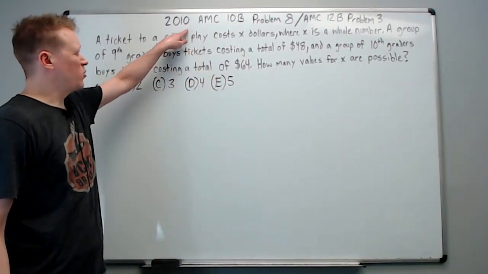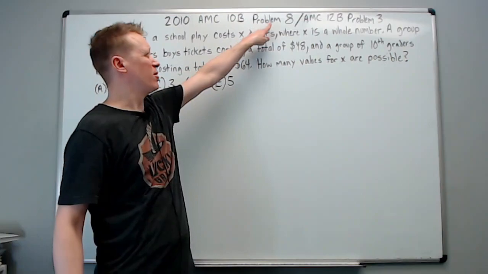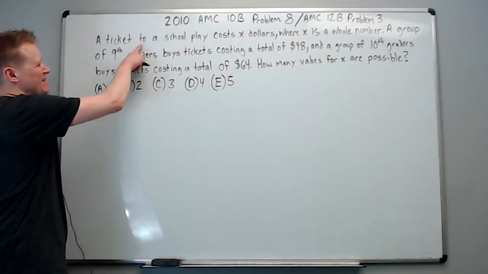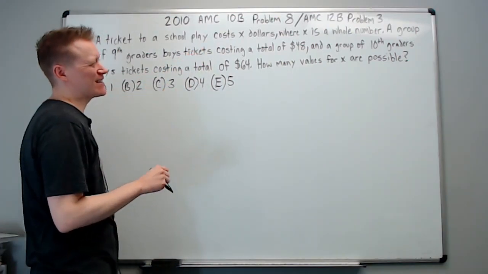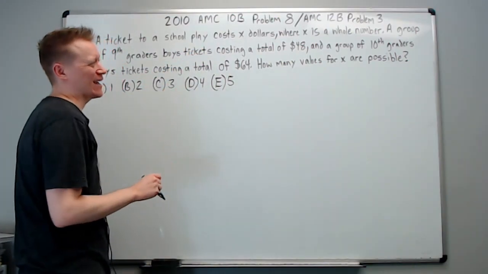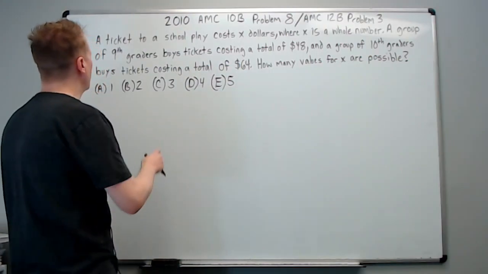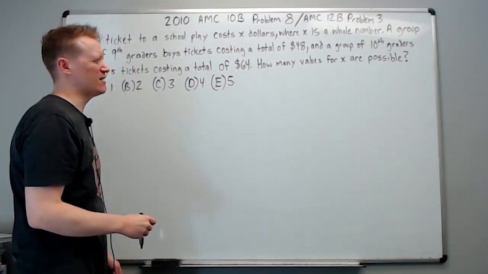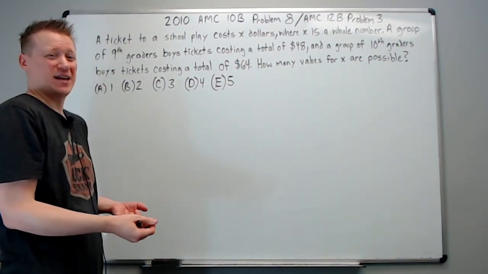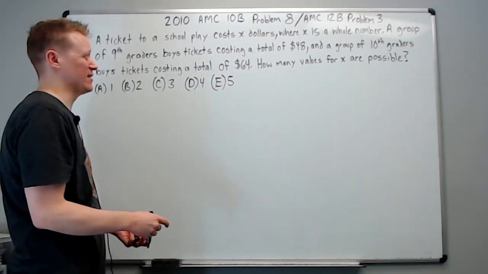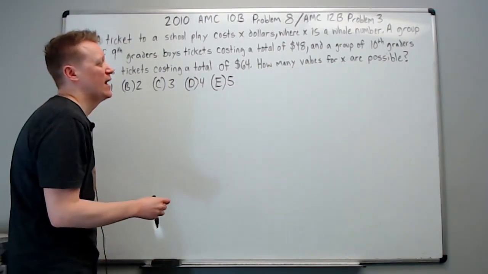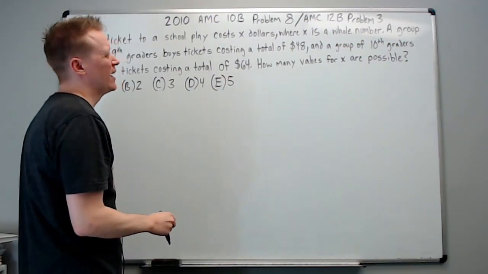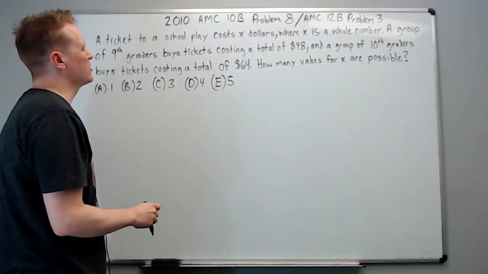All right, and this is the 2010 AMC 10B problem 8. It was also the 12B problem 3. A ticket to a school play costs X dollars, where X is a whole number. A group of 9th graders buys tickets costing a total of $48. So we kind of don't know two things. How many 9th graders and how many tickets? We don't know. And a group of 10th graders buys tickets costing a total of $64. How many values for X are possible?